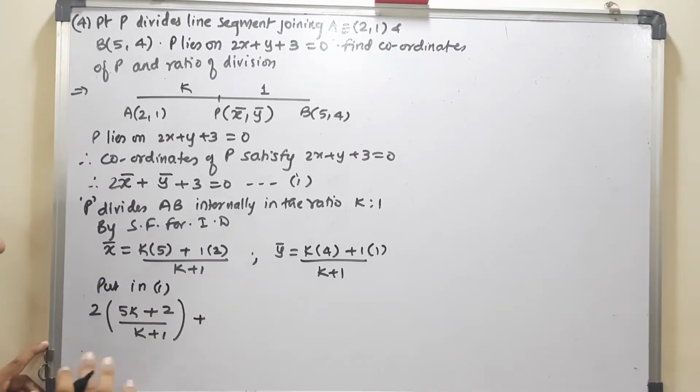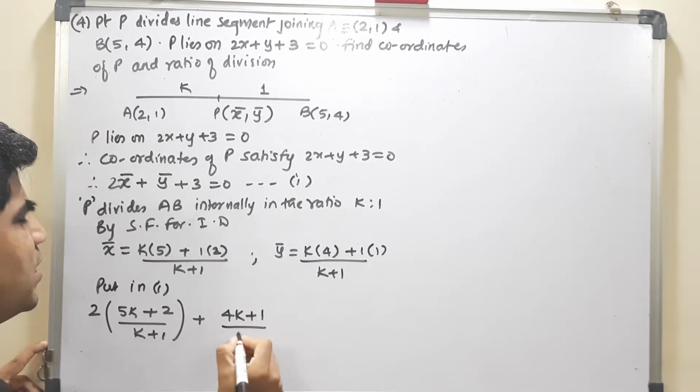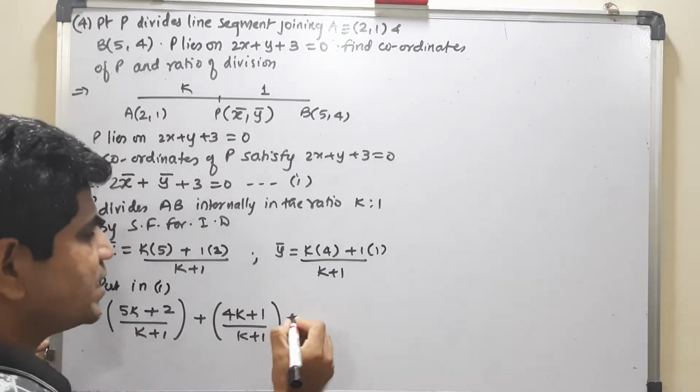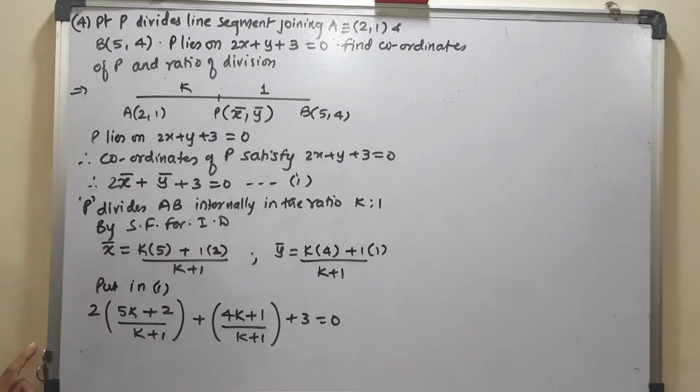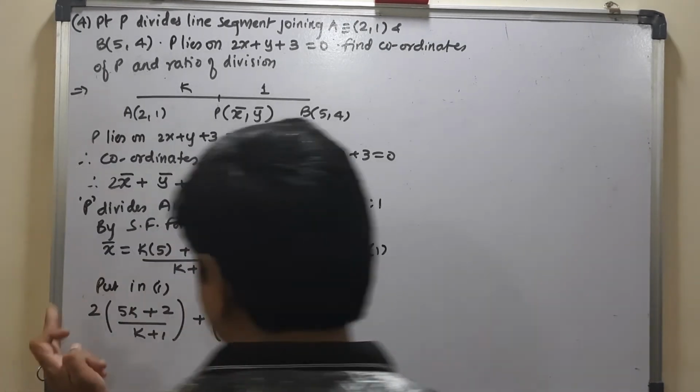Plus bracket closed. Y bar as 4k plus 1 upon k plus 1. Okay? Plus 3 is equal to 0. Right? So first multiply. This is the numerator. A lone number is always a numerator. Multiply it. That is 2 into 5.